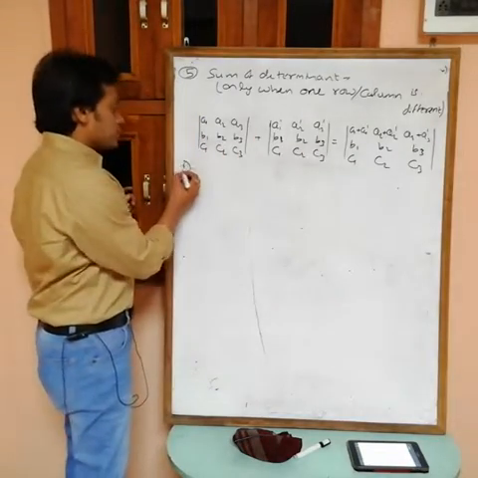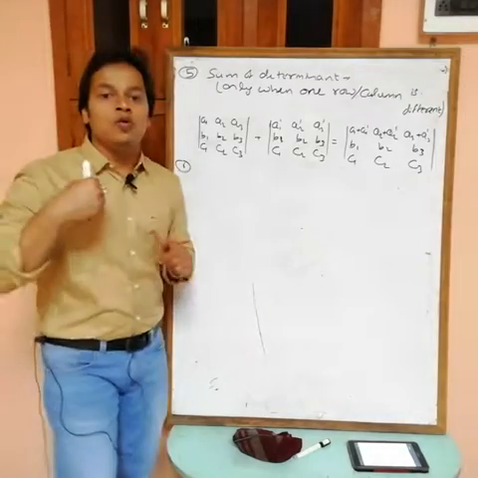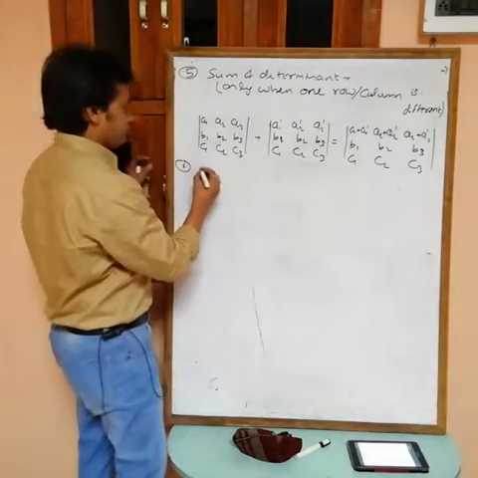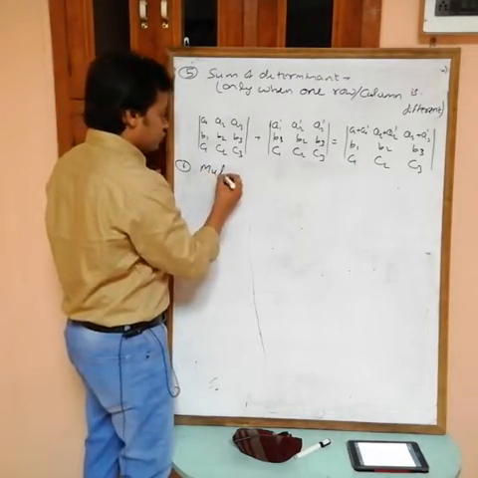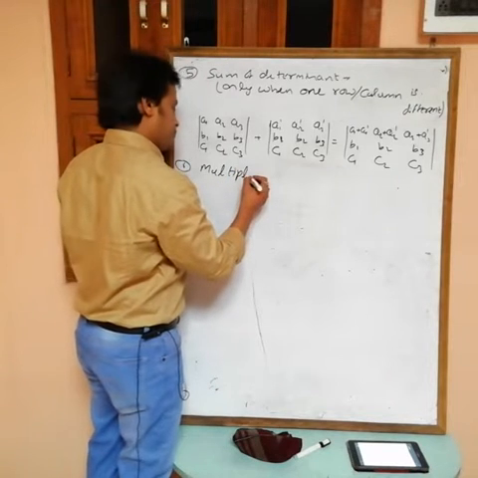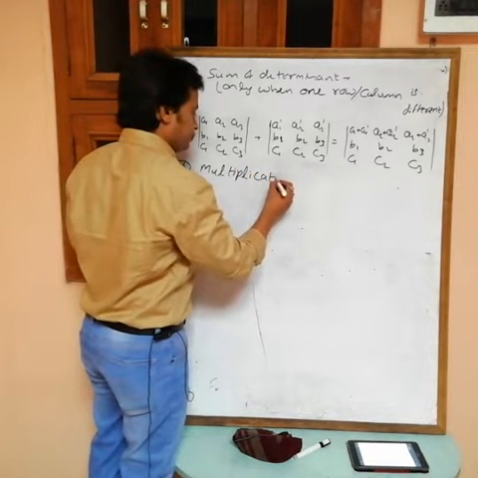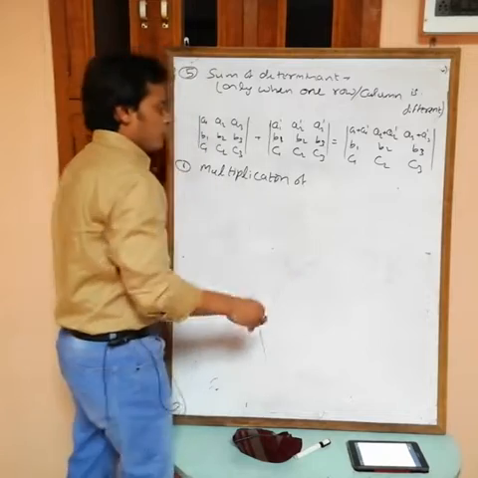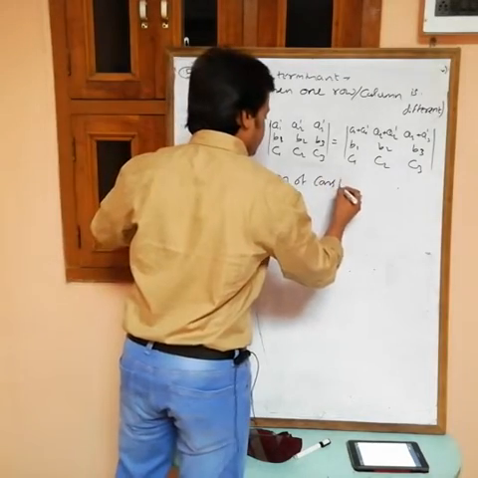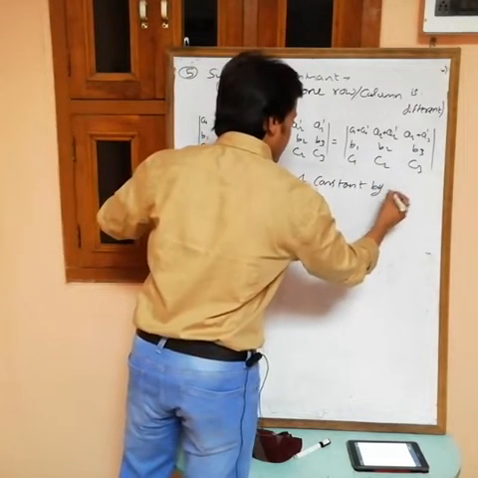Sixth, how to multiply a constant with a determinant. Multiplication of a constant by a determinant.